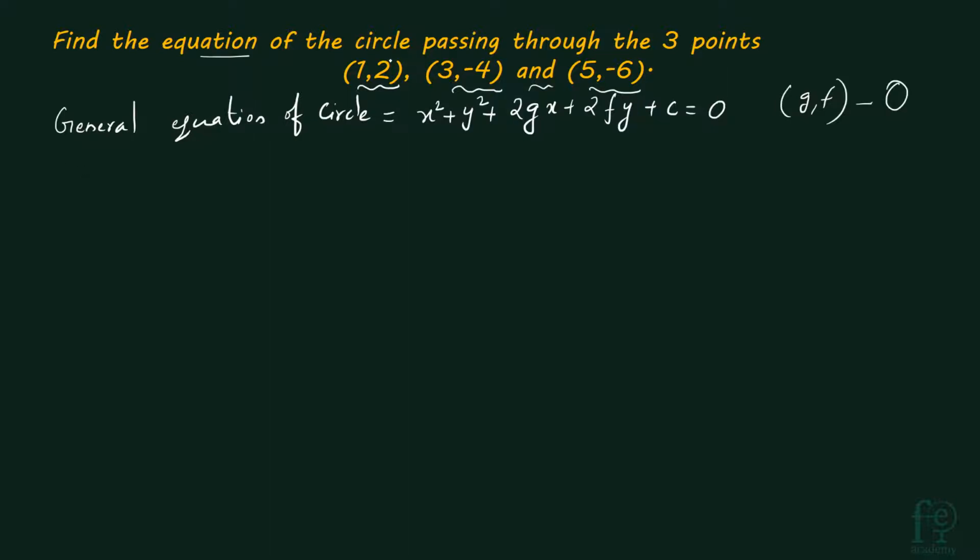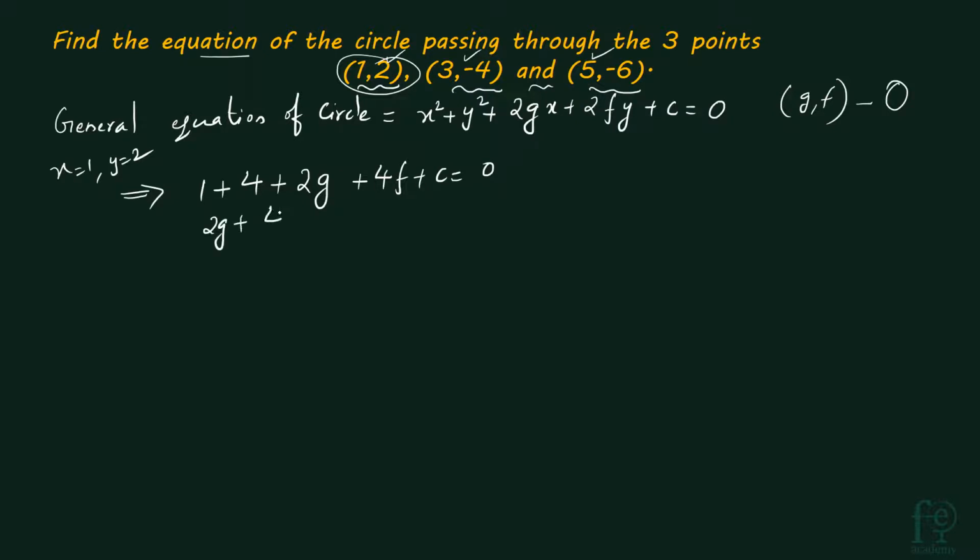We have to substitute all these 3 points in this general equation. So what will you get? First, we substitute the point (1, 2), so x is equal to 1 and y is equal to 2. X square is 1 square plus y square is 2 square, which is 4. So 1 plus 4 plus 2g, since x is equal to 1, plus 4f plus c is equal to 0, or you get 2g plus 4f plus c is equal to minus 5. This is your first equation.